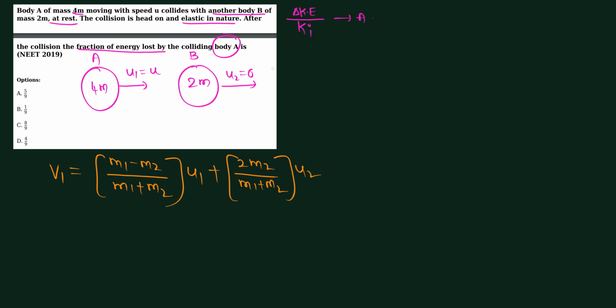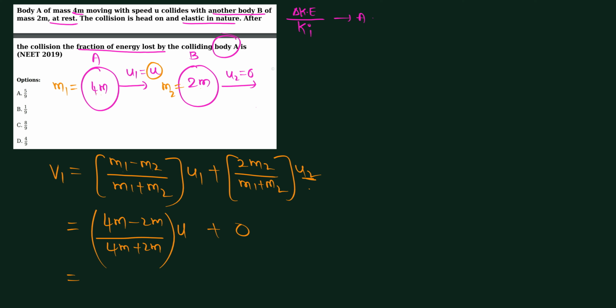Already you know what is the value of U2? 0. So 0 into something is 0. What is the M1 value? M1 value is 4M. What is the M2 value? M2 value is 2M. M1 minus M2 means 4M minus 2M, by 4M plus 2M, into what is the U1 value? U1 value is U. U2 value is 0, and 0 into something is 0.